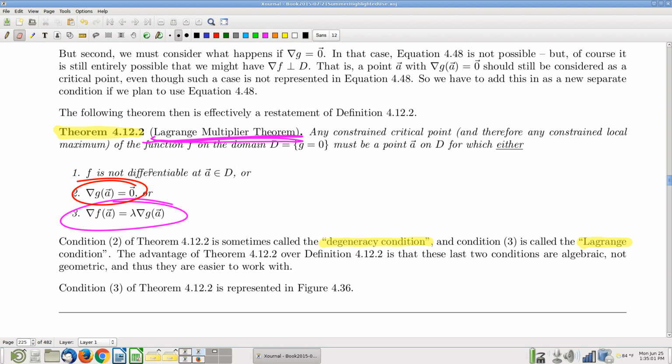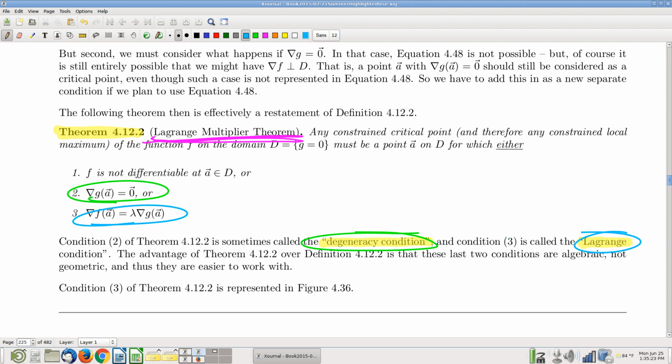Any point satisfying this condition is what we call the degeneracy condition, for reasons that I don't have time to talk about, is also a critical point, called a degenerate critical point. And any point that satisfies this condition, the Lagrange condition, I like to call a Lagrange critical point.